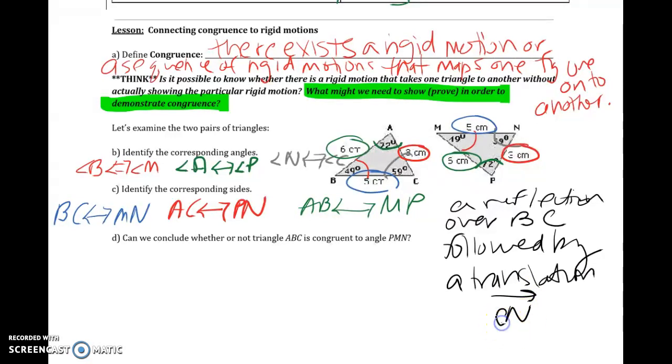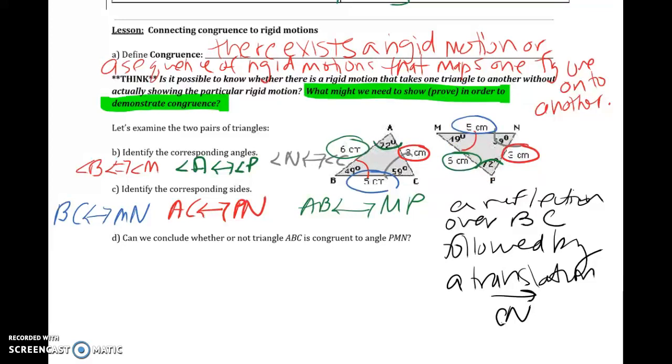but I have to start with A, B, or C, and I have to end with the corresponding part in the other triangle, because that's the direction I started with. I'm reflecting the ABC onto and then P. I could have started with M and P and moved that to ABC. But again, I can identify a sequence of rigid motions that maps this triangle to the other, which is the definition of congruence that we used in Unit 3.